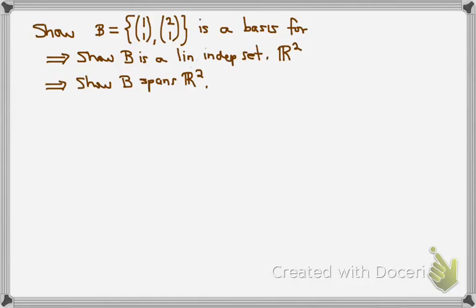For the remainder of your reading assignment, I would like for you first to write the formal definition for a basis, and then I want you to look at this set of vectors in R2 and show that this set of vectors forms a basis for R2. So first you need to show that B is a linearly independent set, and then you need to show that B spans R2.